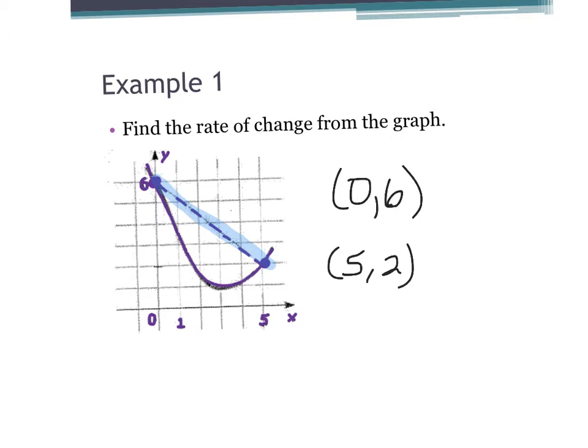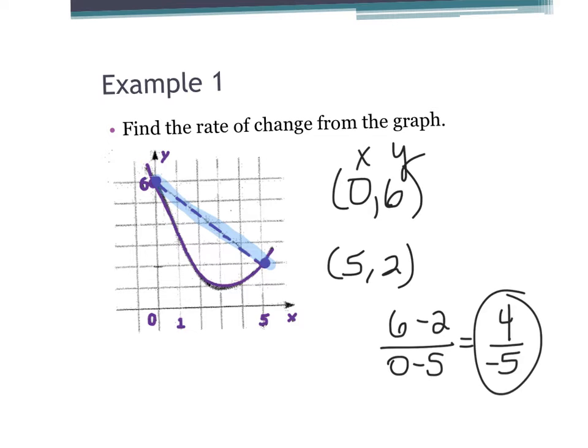So to find the average rate of change, what formula do we use? We use the slope formula. So what am I going to do? What goes on top? So 6 minus 2. We have our x's and our y's, right? So it's y over x. So 6 minus 2 over what? 0 minus 5. So what's 6 minus 2? 4 over negative 5. That is your average rate of change. It's super easy. You just find the points and do slope.